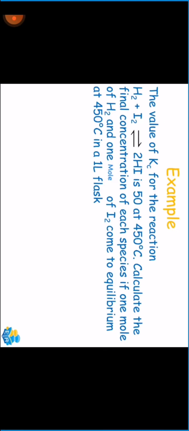So the question here says the value of Kc for the reaction of hydrogen and iodine to produce hydrogen iodide is 50 at 450 degrees Celsius. Calculate the final concentration of each species if 1 mole of hydrogen and 1 mole of iodine come to equilibrium at 450 degrees in a 1 litre flask. So to solve this problem, the easiest thing would be to put step 1 and 2 together and go straight into RICE, because step 1 is clearly just an explanation step really.